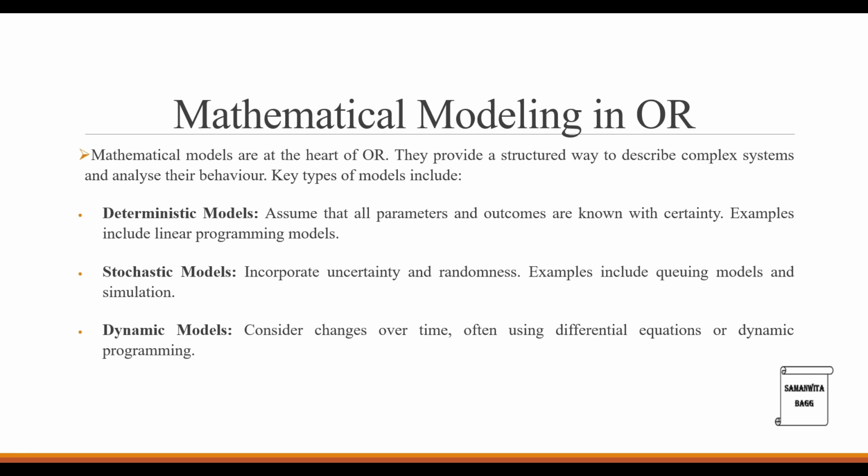So how do you stand in a queue such that you can get your ticket faster without just jockeying in between the two lines? So all these things we are going to study, wherein there is a lot of uncertainty and randomness. Dynamic models consider changes over time, often using differential equations or dynamic programming. So this is also something that we are going to study. It's a very interesting topic, wherein dynamically you decide as to where you need to move such that you are getting better results.